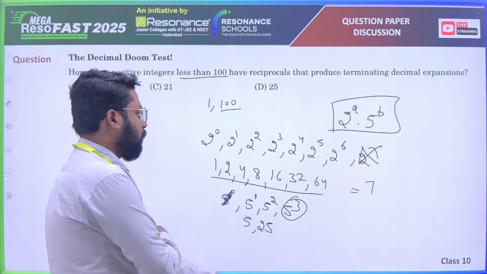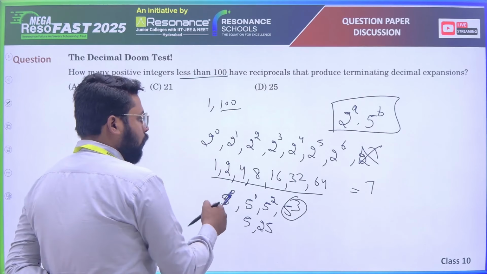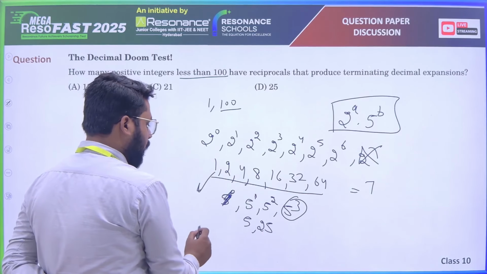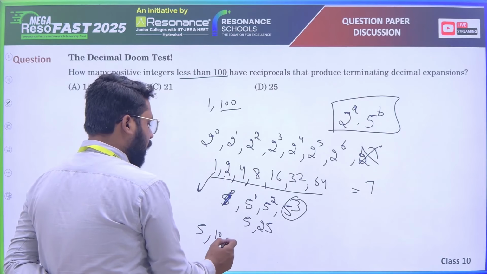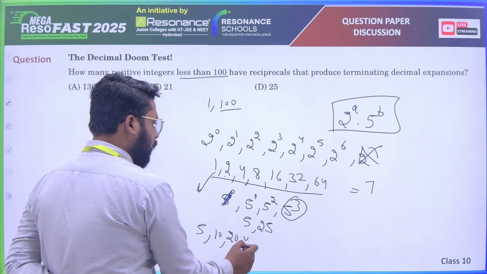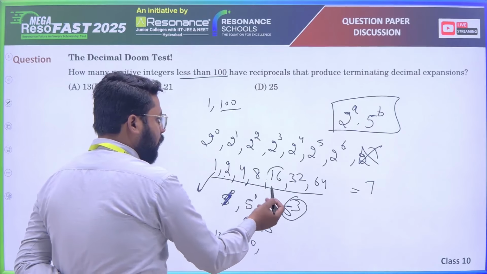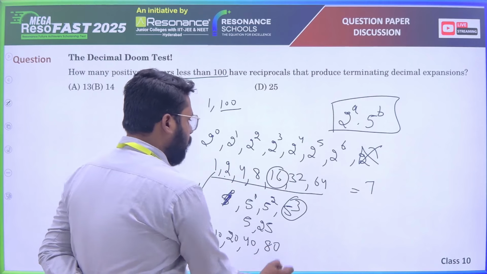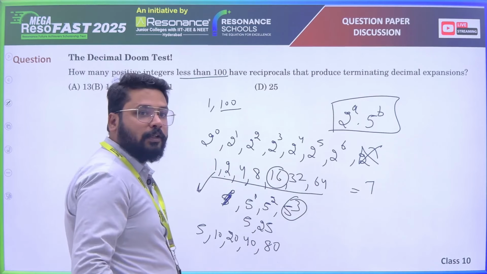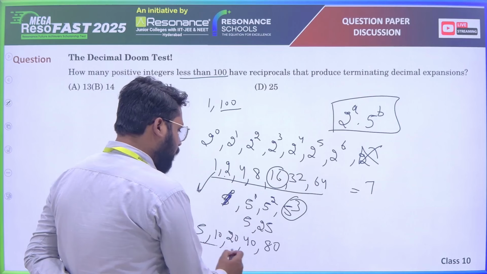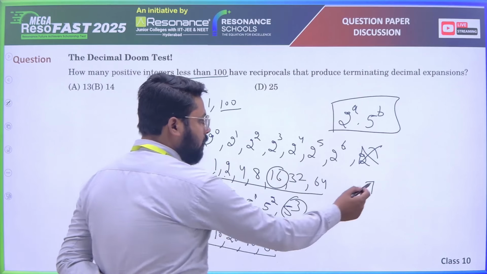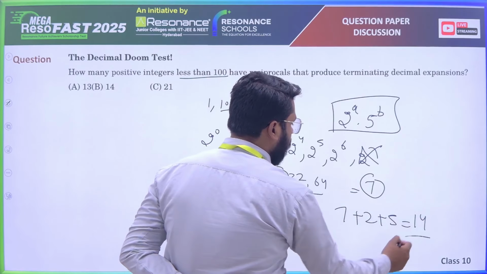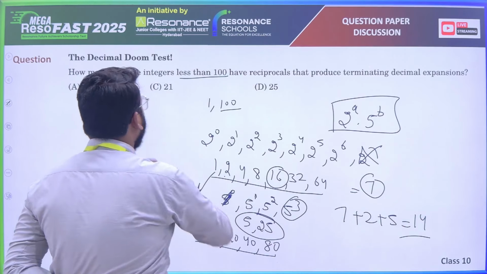Now, if we check 2 into 5 also, we can multiply these numbers by 5. So 5 into 1 is 5, 5 into 2 is 10, 5 into 4 is 20, 5 into 8 is 40, 5 into 16 is 80. But after this, the multiplication will go beyond 100. So we have these 5 numbers, these 2 numbers, and these 7 numbers. So 7 plus 2 plus 5, that is 14. So our answer is B, 14.